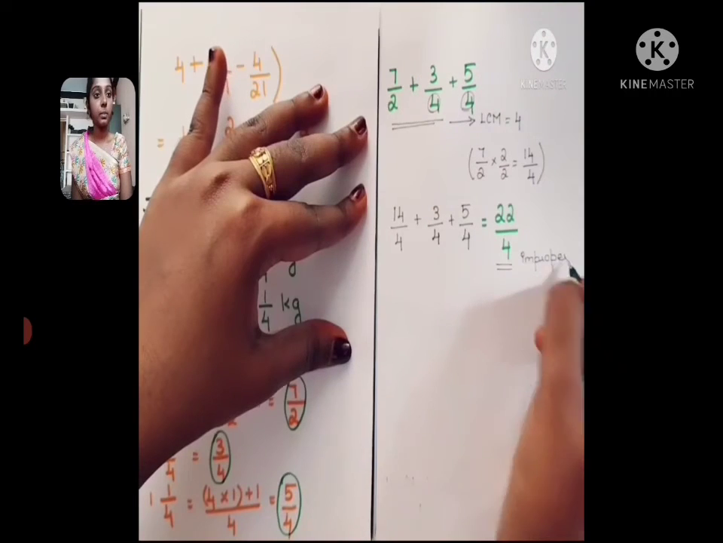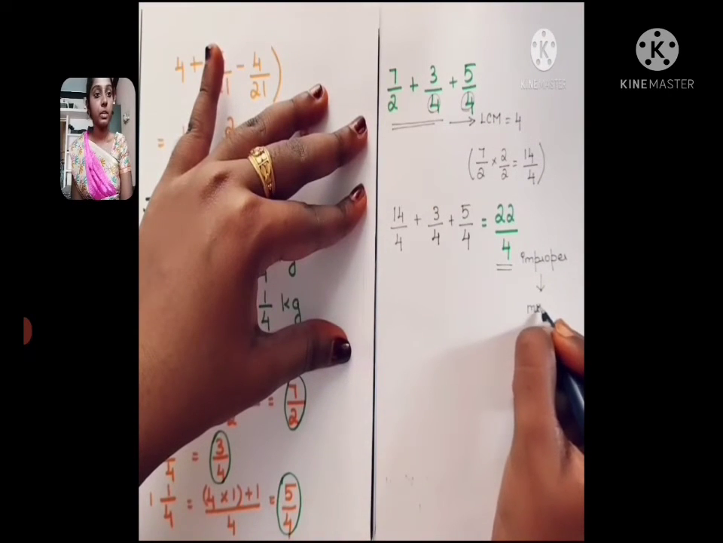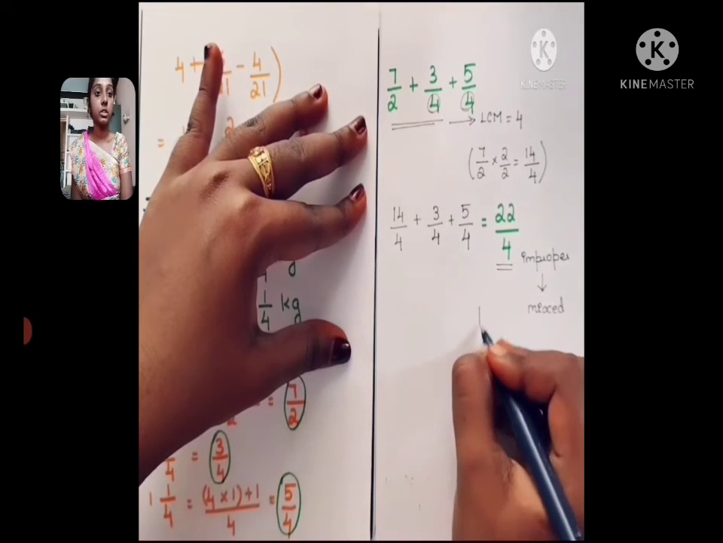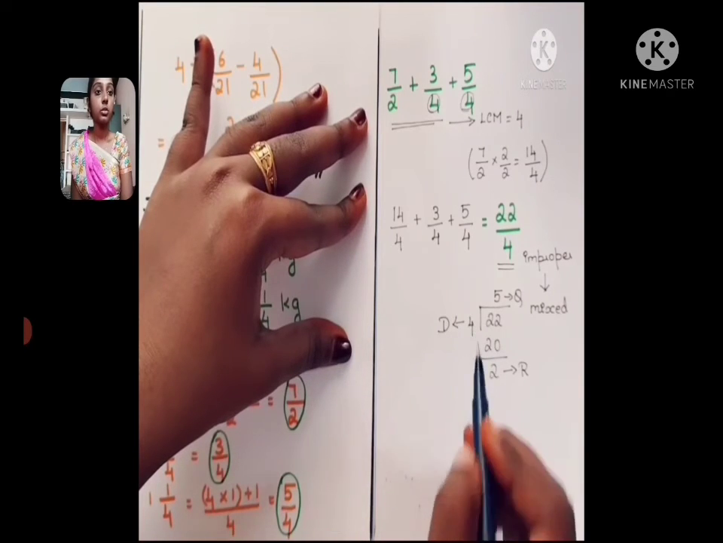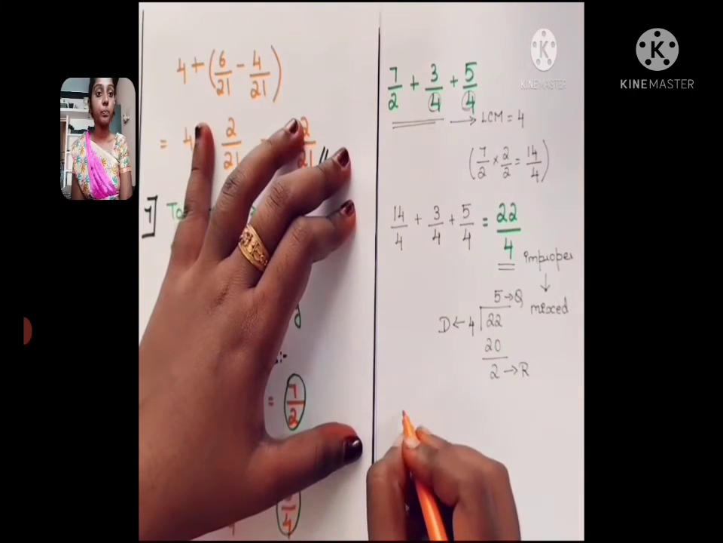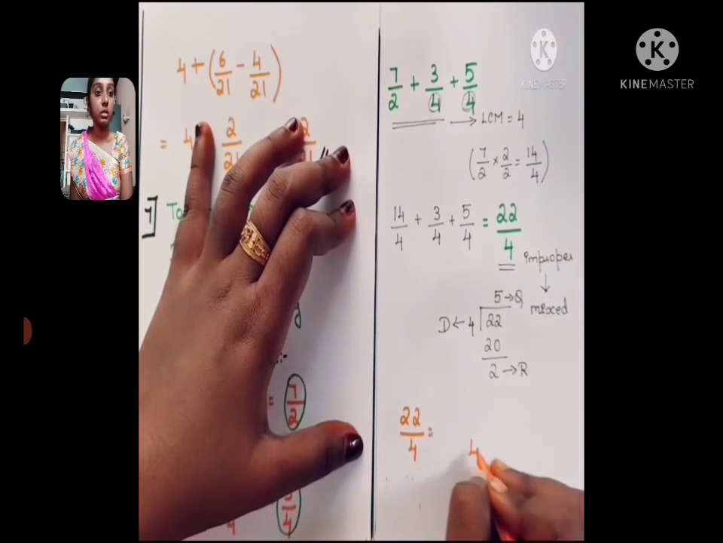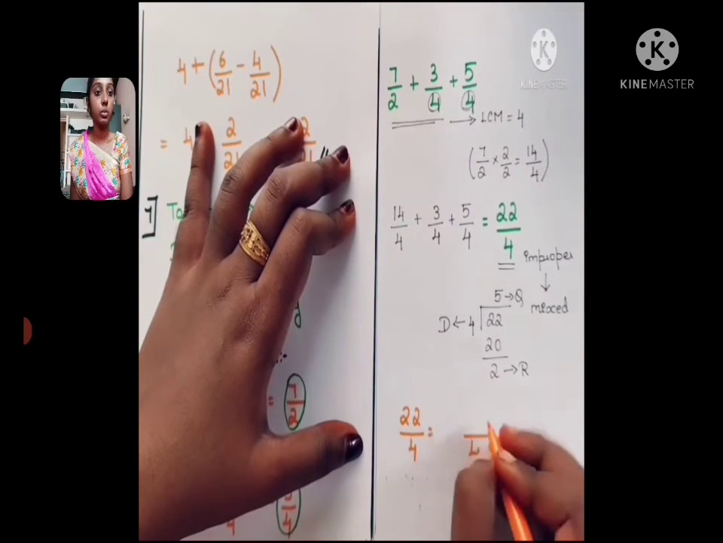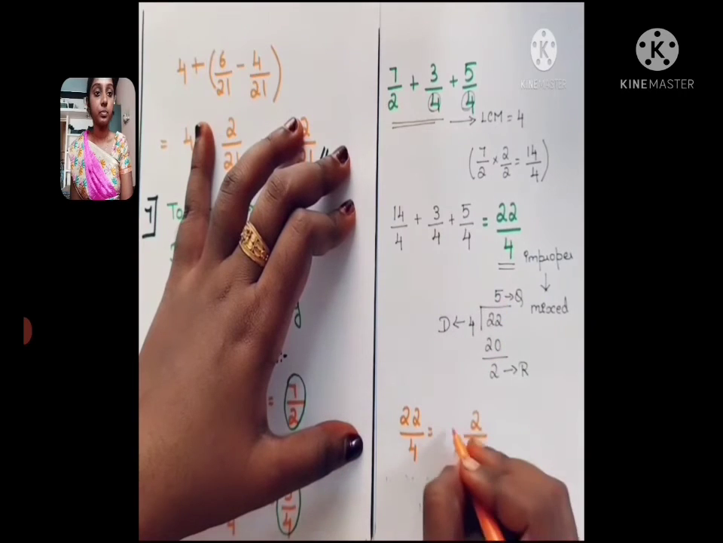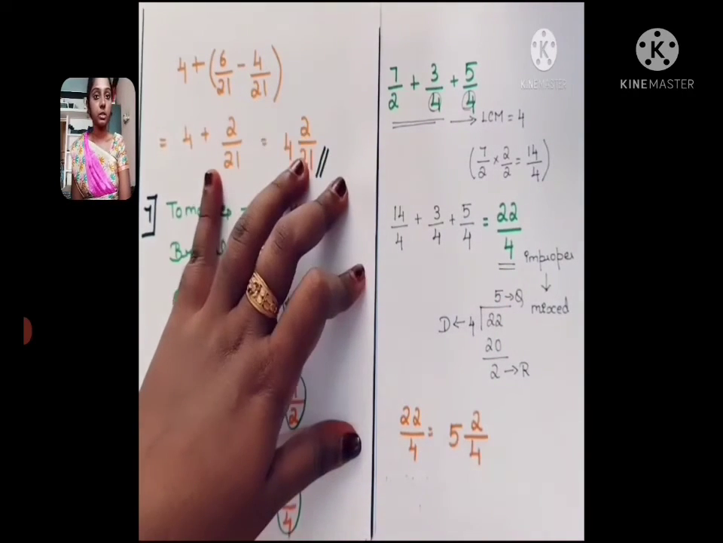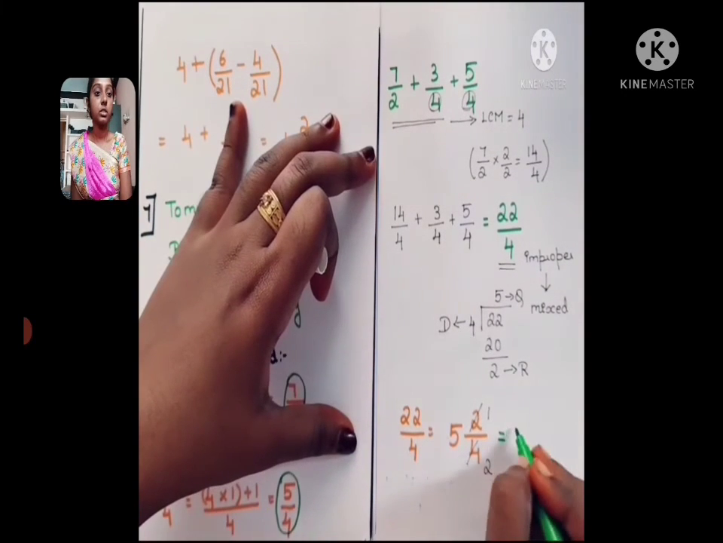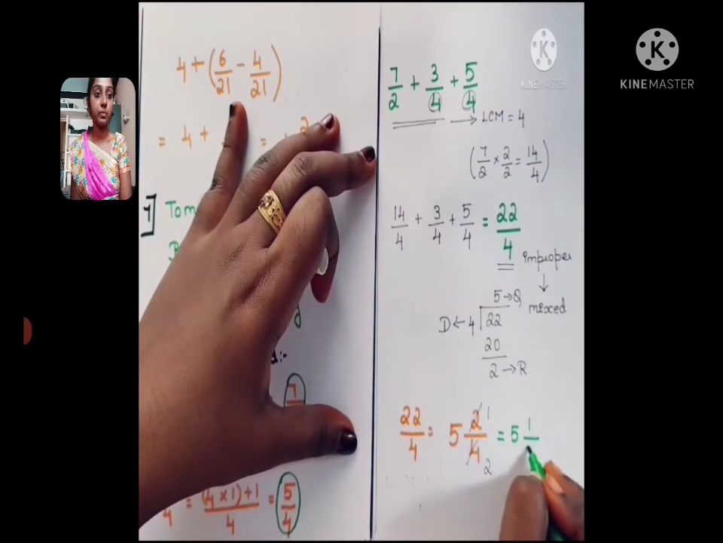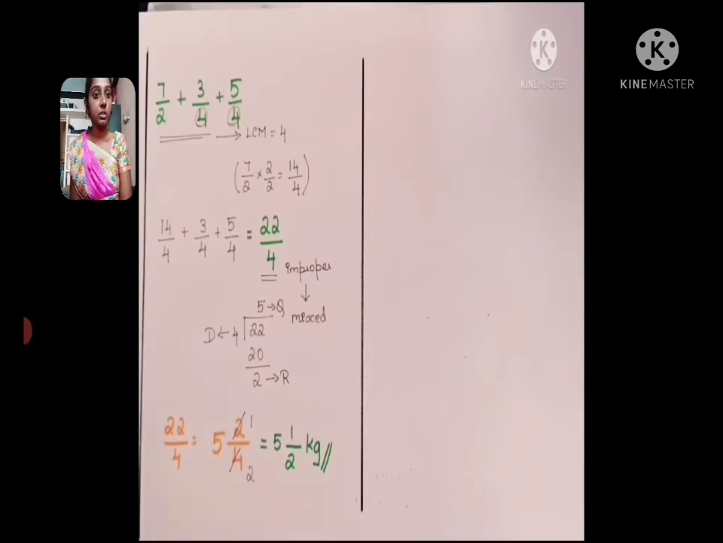This is an improper fraction. Let us convert it into a mixed fraction. On dividing 22 by 4, we get the quotient as 5, the remainder as 2, and the divisor is 4. Arranging these in the form of a mixed fraction, we get 5 2 by 4. On simplifying this in the lowest terms, we get 5 1 by 2, which is the required mixed fraction. So the total amount of vegetables purchased is 5 1 by 2 kg.